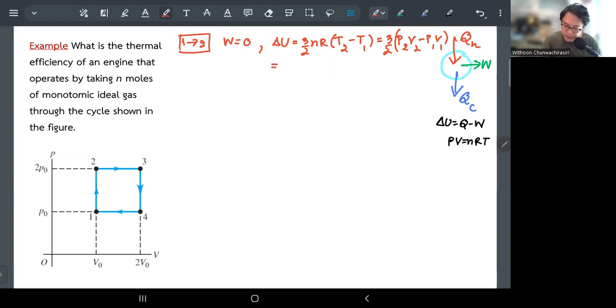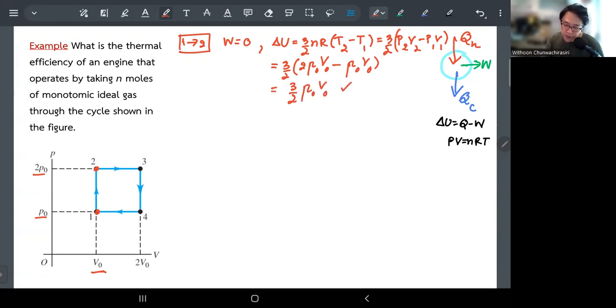So delta U is 3/2 P2V2. Look at point number 2 here: pressure is 2P naught, volume is V naught. So it's going to be 2P naught V naught minus, look at point number 1, P1V1. At point number 1, the pressure is P naught, same volume, V naught. Here we go. So at the end, what you get is 3/2 P naught V naught. That's for delta U.